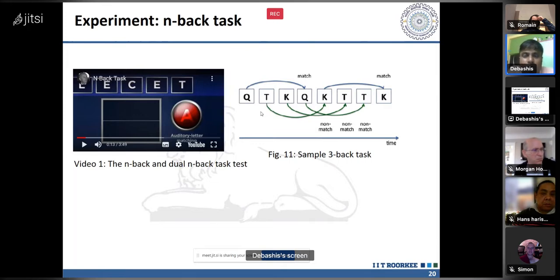You can change N equal to 1, 2, 3, 4, 5 based on your experiment, and you can check how the response time and response accuracy change, or how the classification results can also change.